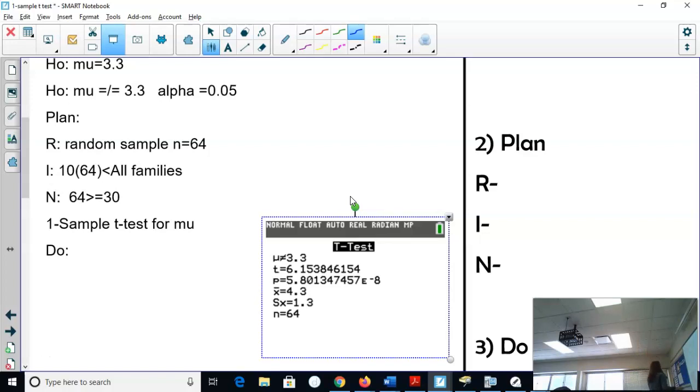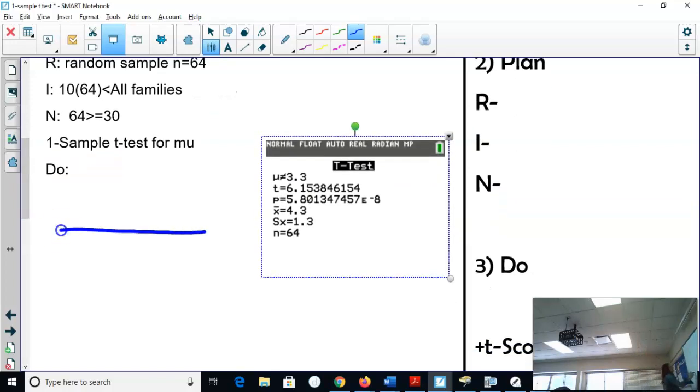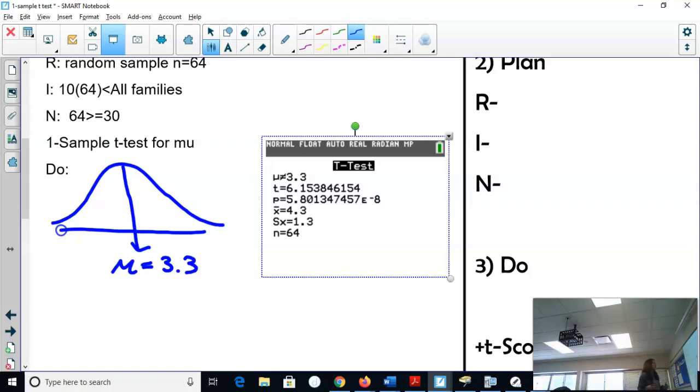Okay, so in this do part 2, I want to draw my picture. It's the distribution now. I have my parameter. My parameter is my null hypothesis. This time it is a mu. Mu is equal to 3.3. We have an x bar. We have an observation. This is what we observed, or Joe observed as a statistician, 4.3.